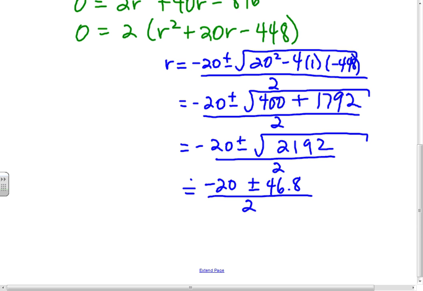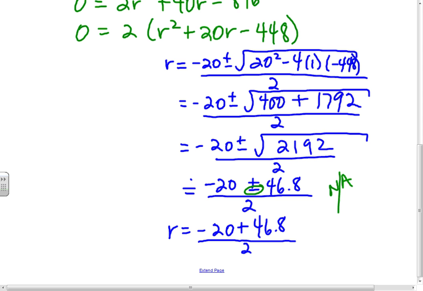We know that we're looking for a radius. So negative 20 take away 46.8 is a very largely negative number, divided by 2 is going to be negative. So we can discount that answer and just do the positive answer, which is radius is negative 20 add 46.8, which will give you a positive, divided by 2 will still be positive. That will be our radius. Negative 20 plus 46.8 is 26.8, divided by 2 is about 13.4.